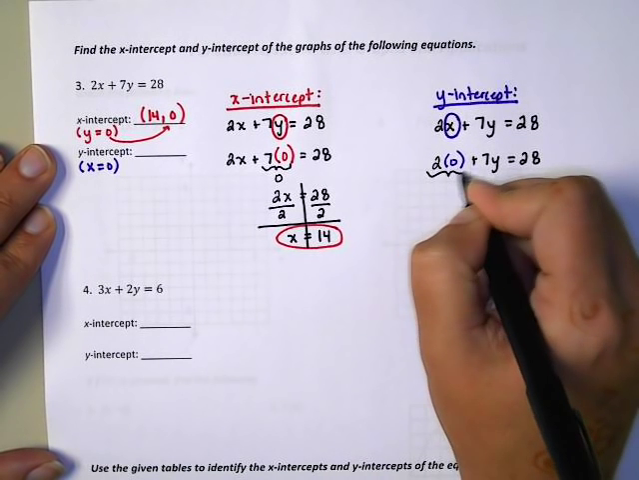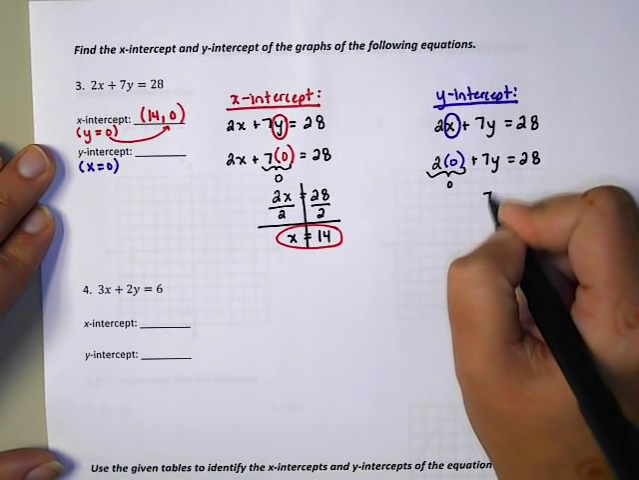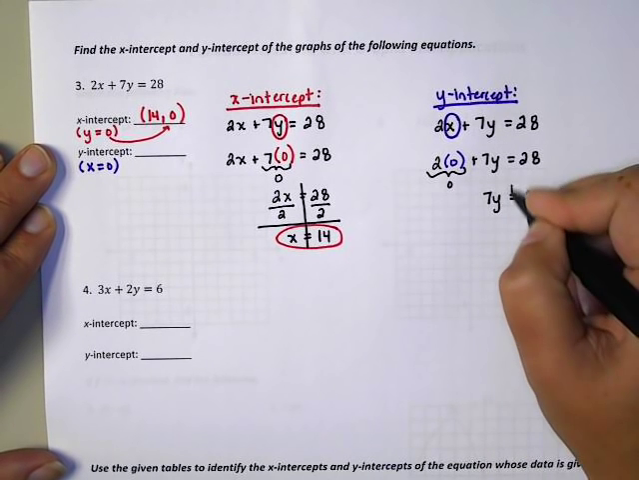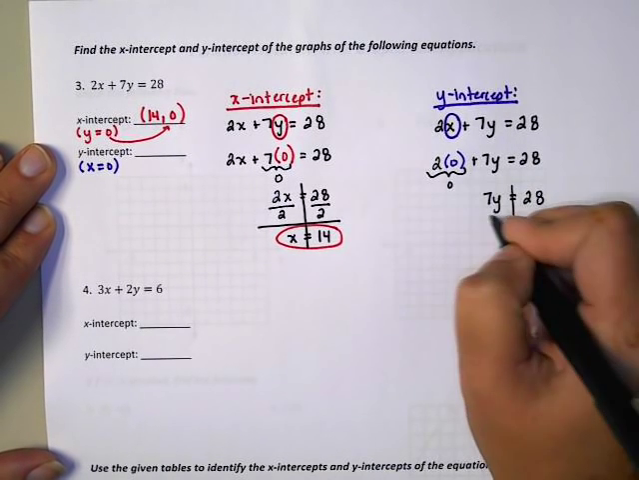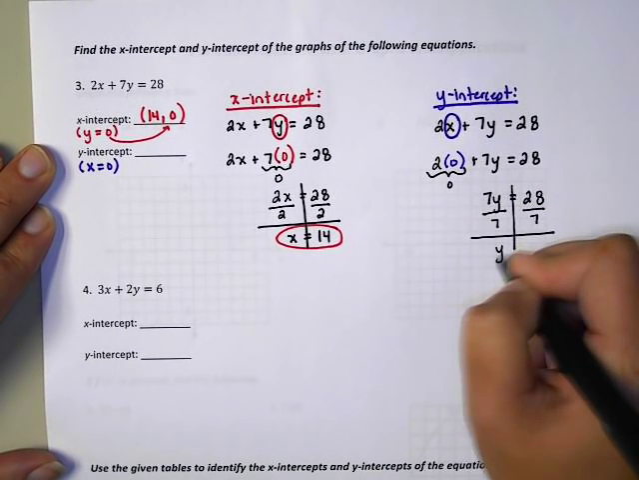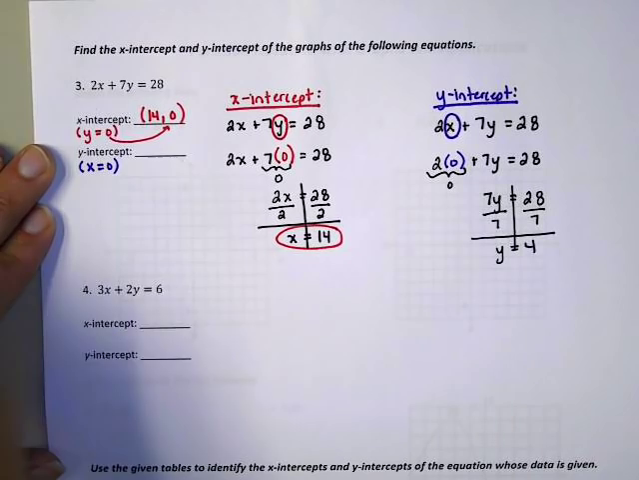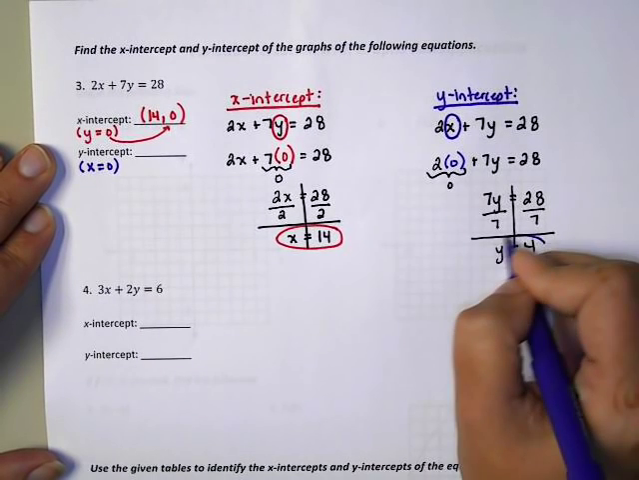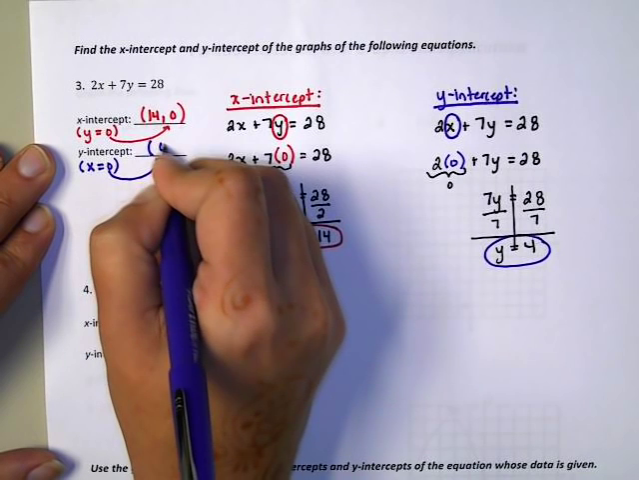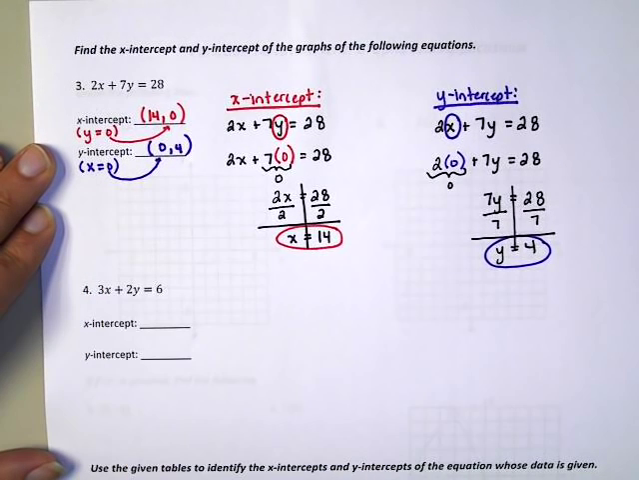Now 2 times 0 is 0. So I would just have 7y equals 28, which I know how to solve. To solve that, I would just divide by 7 on both sides, and I would get y equals 4. So now I know that my y value is 4, and my x value is 0. So I would write 0, 4.